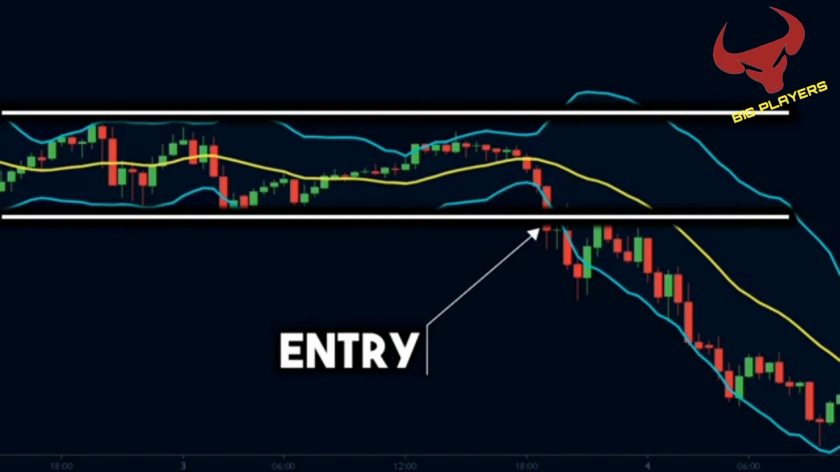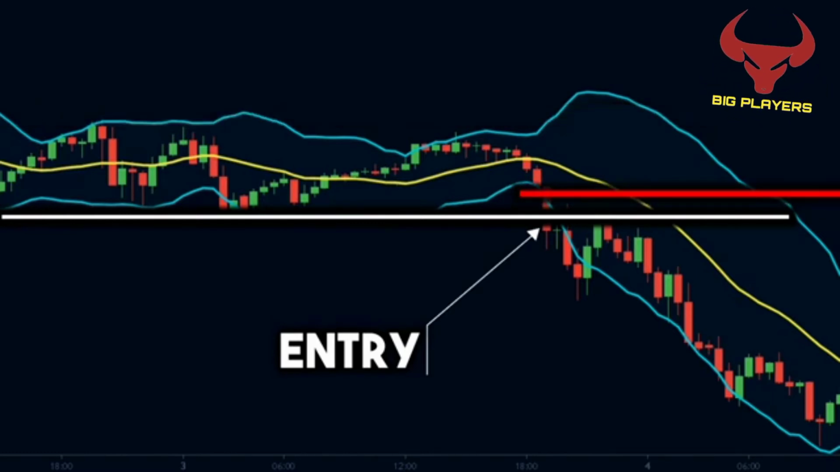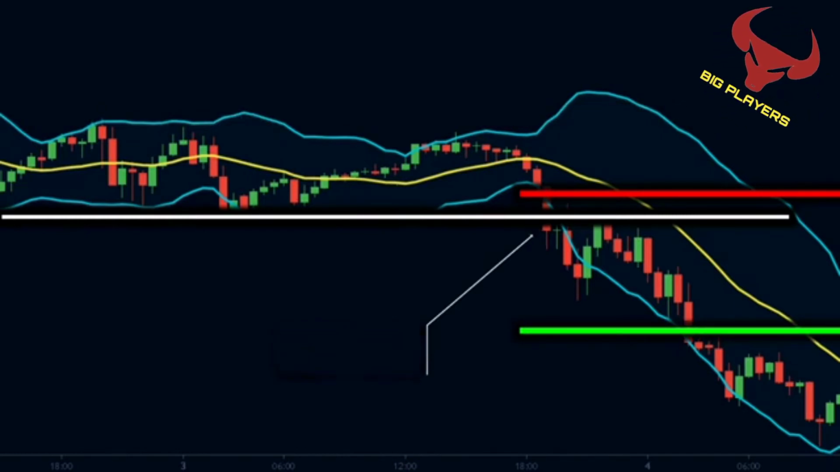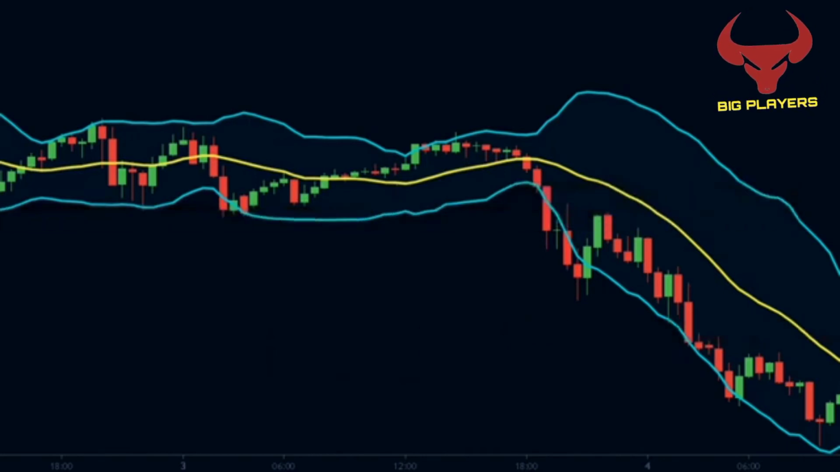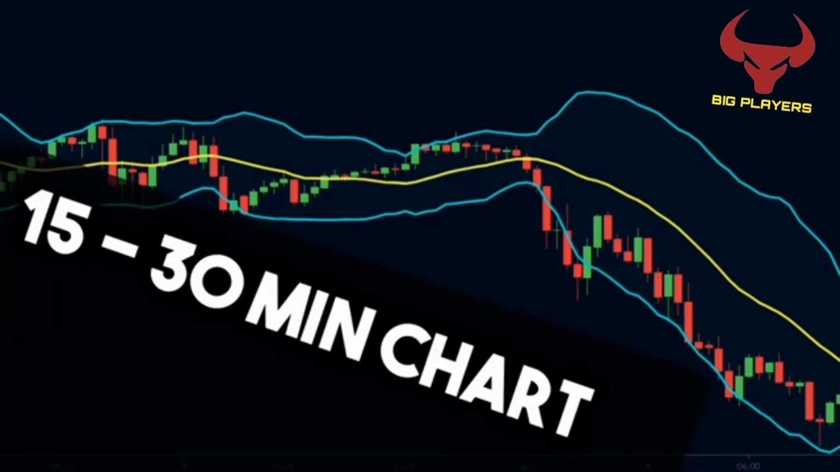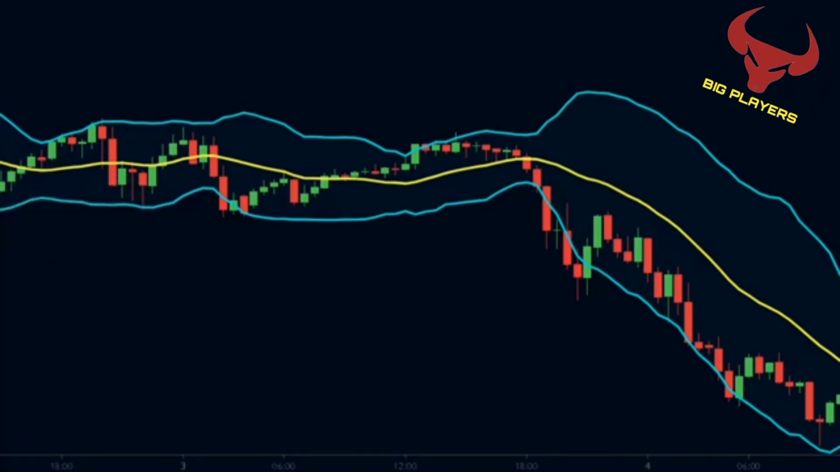This is our entry candle. We will sell the stock after the close of this candle. We can keep our stop loss above the support area, and we can place our targets at 2:1 risk-reward ratio. The price gave an 80-point move after our entry. This strategy is very powerful when used on 15 and 30-minute time frames. But I recommend backtesting it before use.